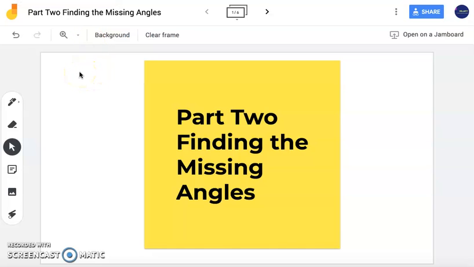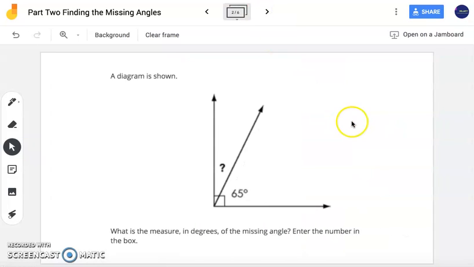Hello, today we're going to continue exploring how to find missing angle measurements. In this problem, you have an angle. In fact, this angle is 90 degrees. We recognize that it is a 90-degree angle by this marking here. See this box right over here? That's representing that this entire angle equals 90 degrees.